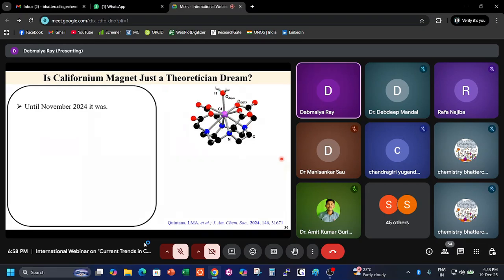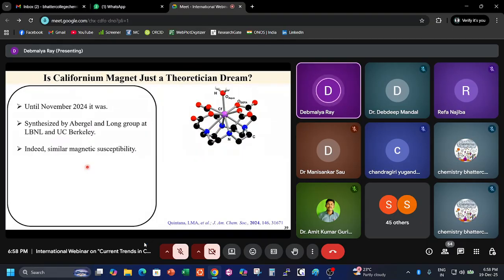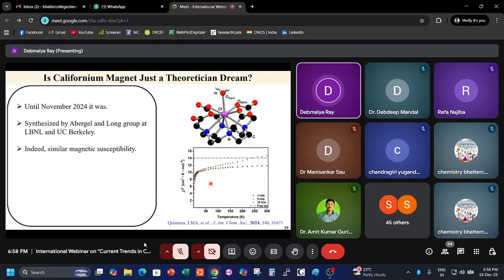But then two groups at Berkeley, Jeff Long's group and Rebecca Abergel's group, actually made a californium magnet. Although the ligand was different, they made a californium magnet which has a very similar magnetic susceptibility to what we predicted. It's around 10, again almost 10 times higher than any other known actinide magnet. The title of this paper is Slow Magnetic Relaxation in a Californium Magnet, which we also predicted: californium has a higher blocking barrier, which means slow magnetic relaxation.